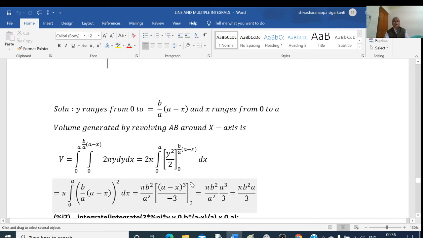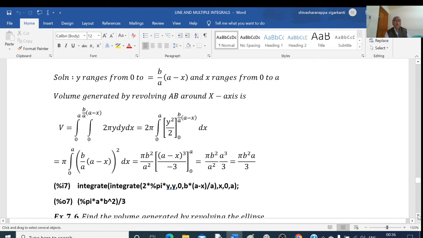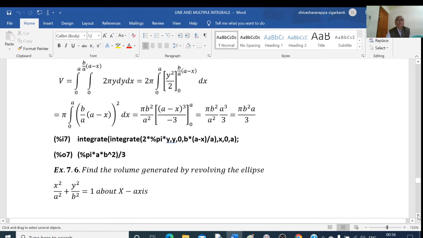Now substituting the upper limit, if I put x equal to a, then a minus a becomes 0. So this whole term becomes 0. And then substituting the lower limit, minus of minus becomes plus. I am putting x equal to 0 here. This becomes a cube, and in the denominator plus 3. a cube by a square, 1 a remains in the numerator and 3 remains in the denominator. That is pi b square a by 3. Pi b square a by 3 is the volume. Next example.